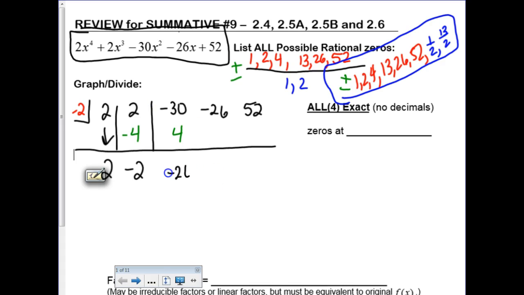Let's see, that's negative 26 times negative 2 is positive 52. Adding those up, you get 26. And then, yep, good job. This does come out to negative 52, which means the remainder is 0, which is what we needed. So ignore this part, guys. That's not going to be part of our next division.